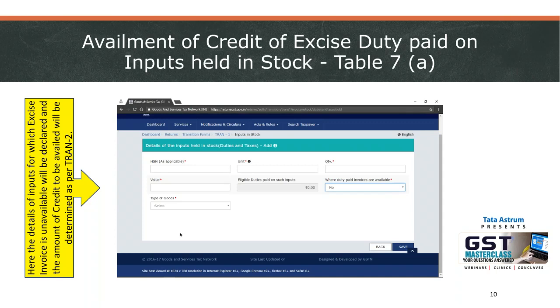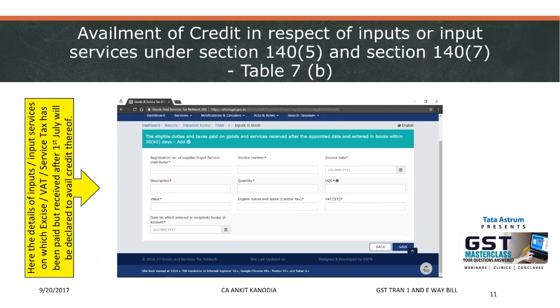See, when you are selecting whether the duty paid invoices are available or not, if you select no, then the eligible duty on paid input becomes 0. Automatically it is frozen, because in this case you will be getting the credit on a notional basis after you make a supply of your output, or on a 40 or 60% basis as the case may be. So the system automatically freezes the eligible duty to 0 when you select no. So next, coming to 140, this would be serial number 8.